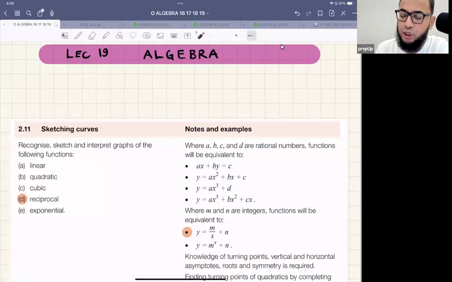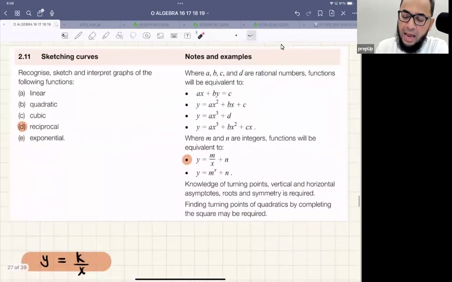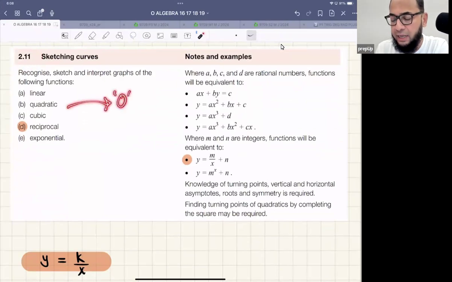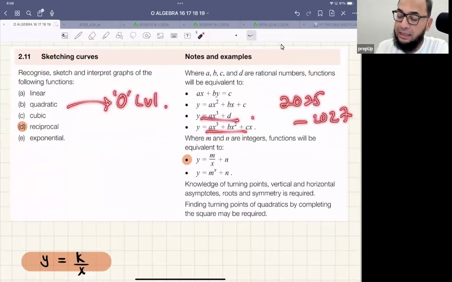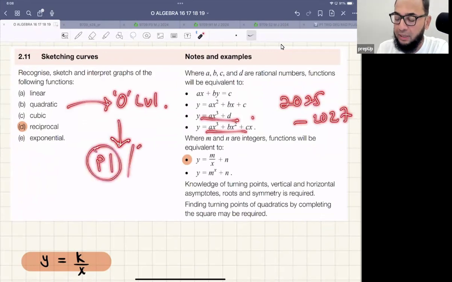We are on lecture number 19 of Algebra and it's about sketching curves, which takes time because it is very conceptual. Believe me, this concept of O-level maths, which they have expanded a bit more in the new syllabus 2025-2027, will be really helpful when you'll be doing P1 and P3 in A-level math.